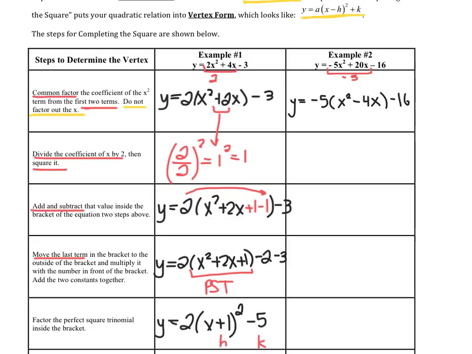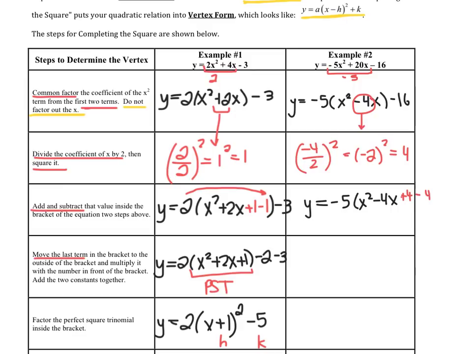Okay, now I want my magic number, so I'm taking this negative 4, I'm going to divide it by 2, and then I'm going to square it. Negative 4 divided by 2 is negative 2, and when I square it, I get 4. So this is the magic number I'm going to add and subtract to my bracket. So y equals negative 5 times x squared minus 4x plus 4 minus 4, and then minus 16 on the outside because I don't care about that right now.